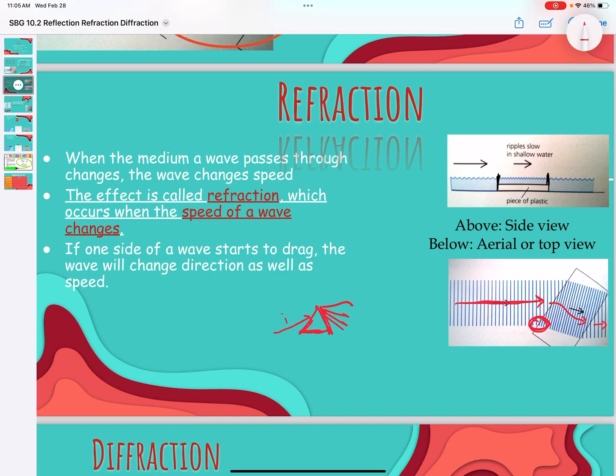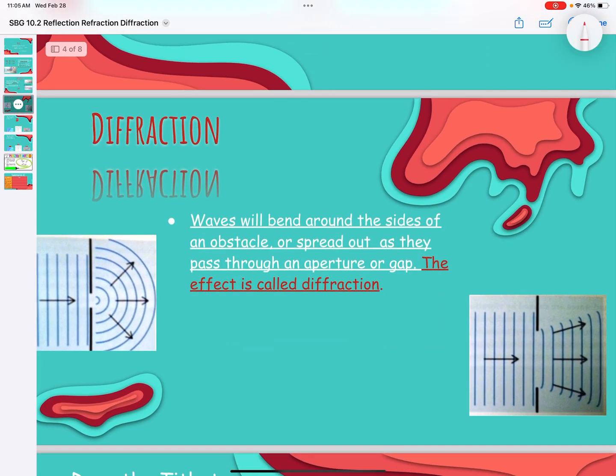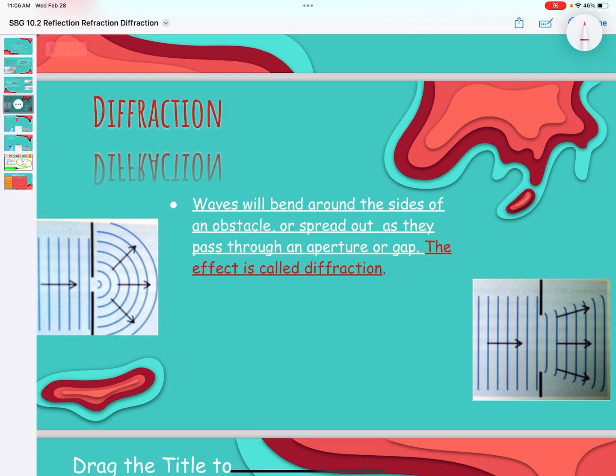Now our last one that you're going to have to know is called diffraction. And I know that refraction and diffraction sound similar, but they are different. Diffraction is what happens when a wave runs into an obstacle, but there's a gap in it. As the wave attempts to pass through that aperture or gap, we get this effect called diffraction, and what it looks like is that the wave starts to spread out on the other side.